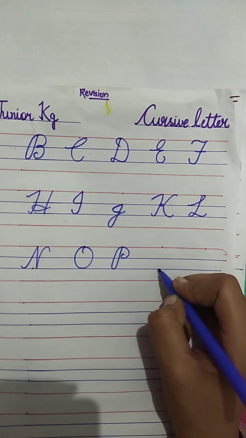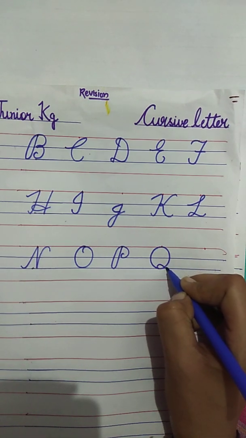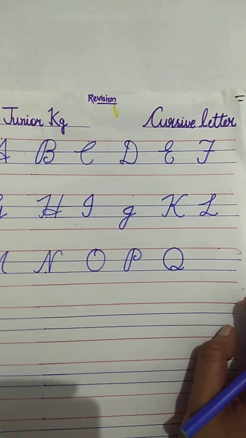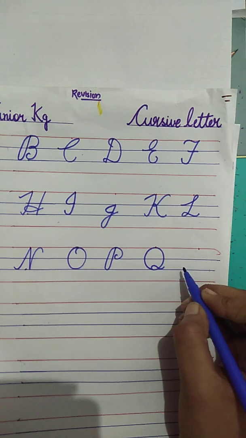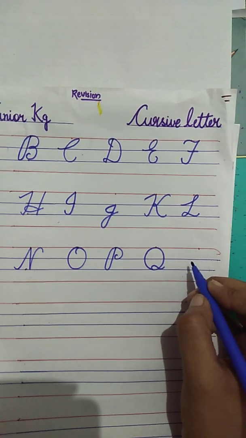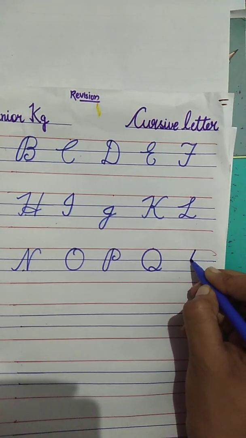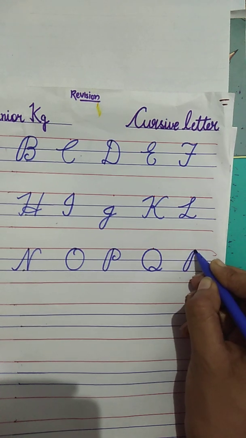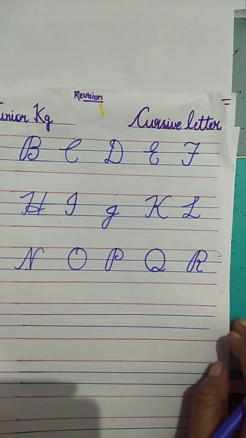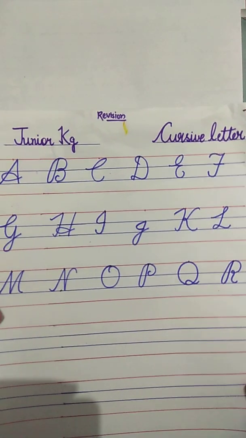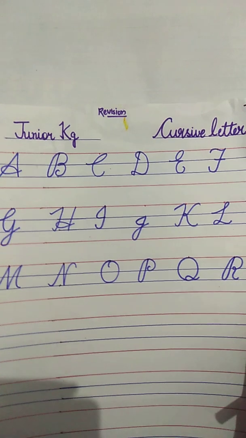Now the next letter is Q. Q for queen. See here, you have to draw a curve, one more curve, then a loop and a curved line. Q for queen. The spelling of queen is Q-U-E-E-N. Queen. Then the next letter is R. R for rabbit. You have to draw a slanting line, one more slanting line, and a curve, the loop, and again a curved line. R for rabbit. The spelling of rabbit is R-A-B-B-I-T. Rabbit.